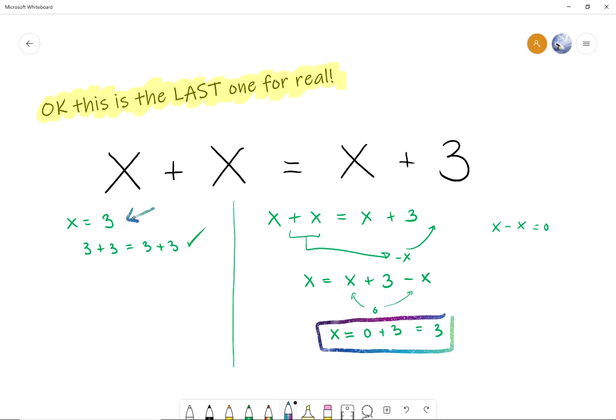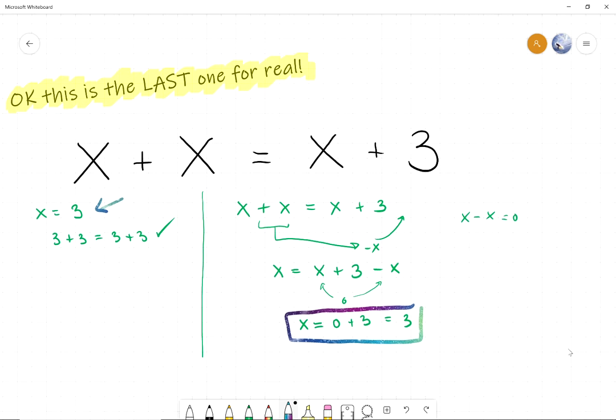Yeah, so that's how we solve equations, just by moving numbers from one side to the other. If you have a number that is adding on one side, it goes to the other side subtracting. And if you have a number that is subtracting on one side, it will go to the other side as adding. All right, very good.